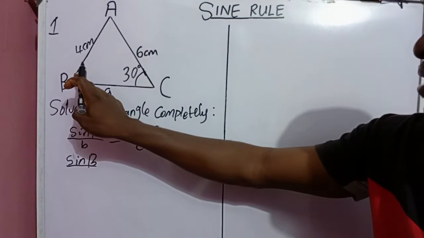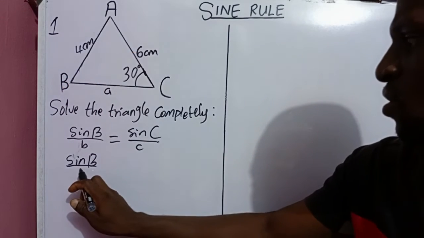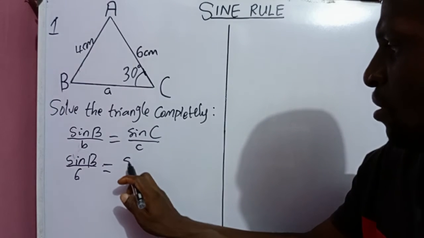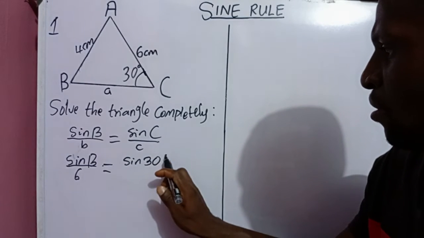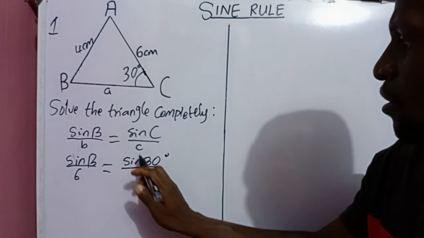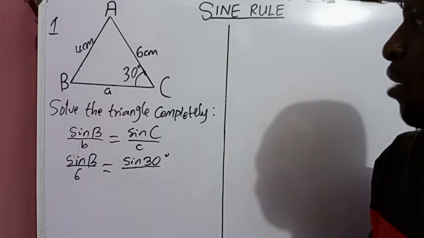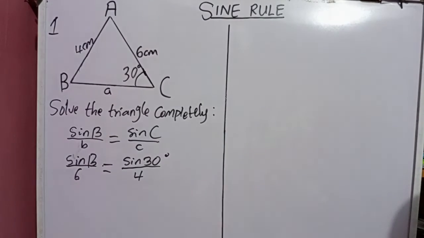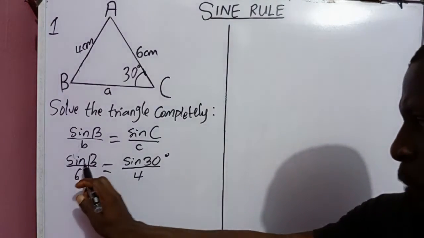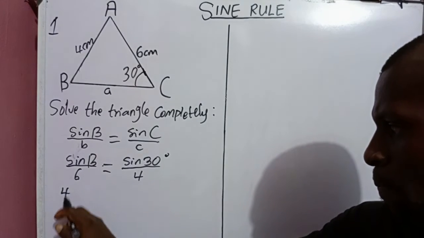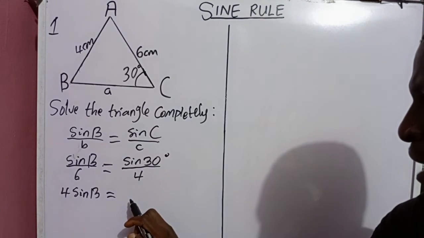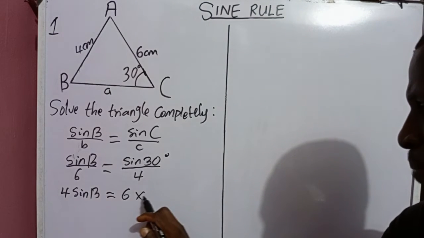Small letter b, that is the side opposite the angle B, which is 6. Sine C is given to us as sine 30 degrees, all over small letter c, which is the side opposite angle C, which is 4. And from here, we are to cross multiply. So when we cross multiply, we have 4 sine B is equal to 6 multiplied by sine 30.